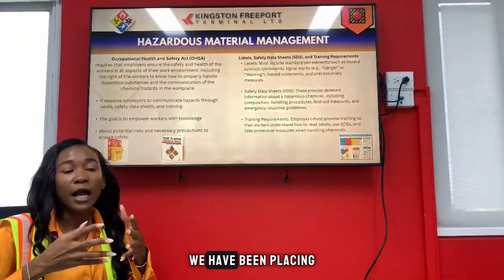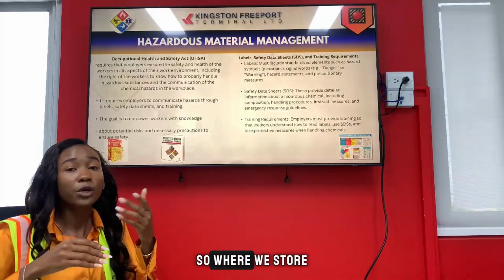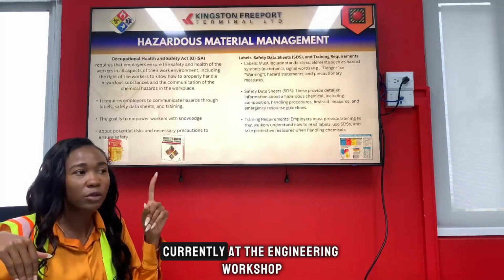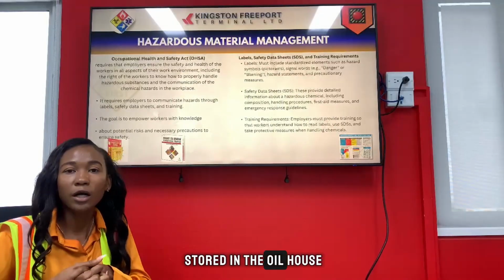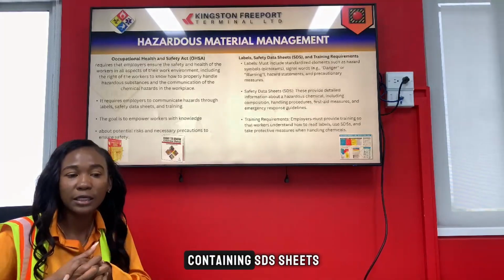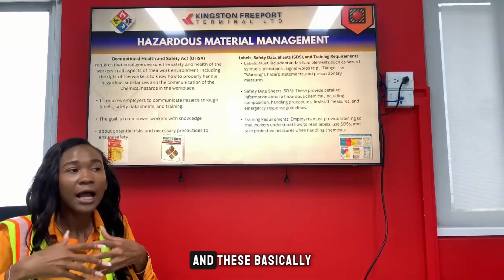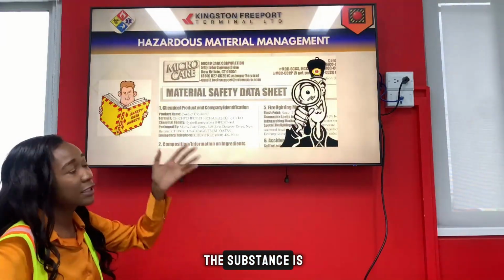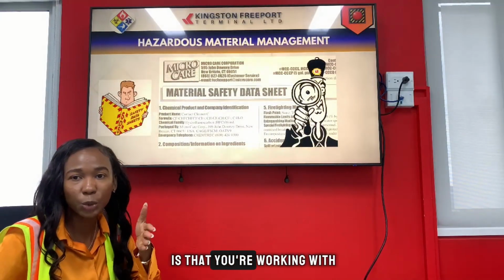Also, we have been placing SDS sheets in the workspaces. Where we store hazardous substances, you should be able to see them outside of that area. Currently at the engineering workshop, where hazardous liquids are stored in the oil house, outside of the workshop you have a folder containing SDS sheets. SDS stands for Safety Data Sheets, and these basically help workers to understand what the name of the substance is. It gives you a synopsis of the substance you're working with.